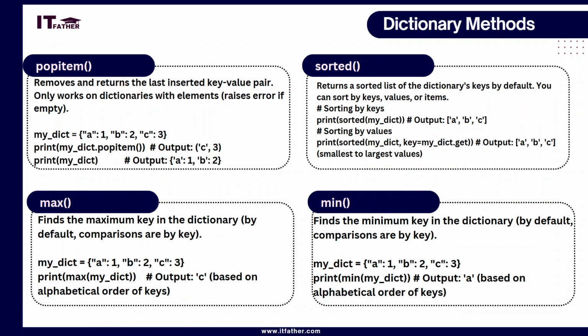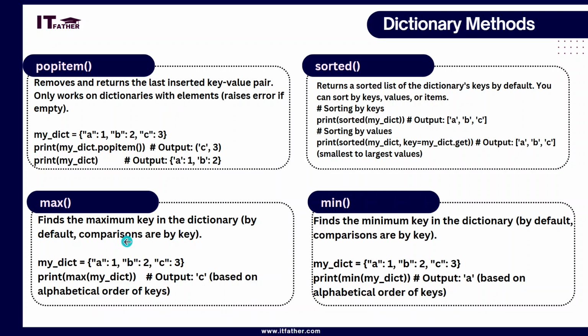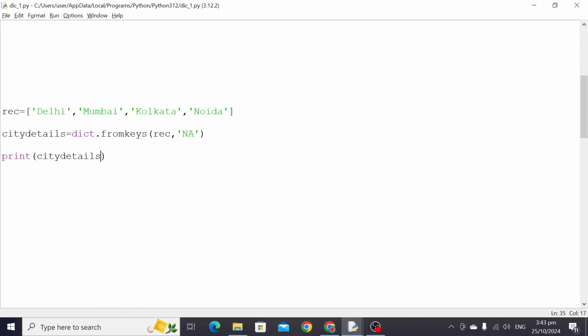Next we have popitem. If you want to remove the last inserted key value pair, it works only on a dictionary with elements and raises an error if empty, right? So if you write my dictionary dot popitem, it will remove the very last one. Popitem means we don't need to pass any argument, just write my dictionary dot popitem. So let us see it one by one with examples.